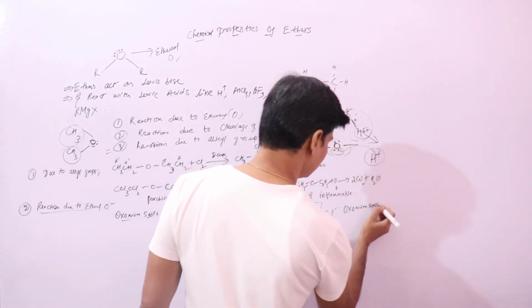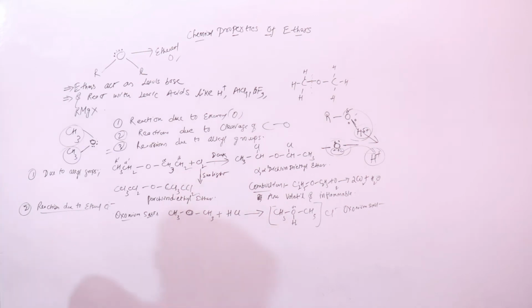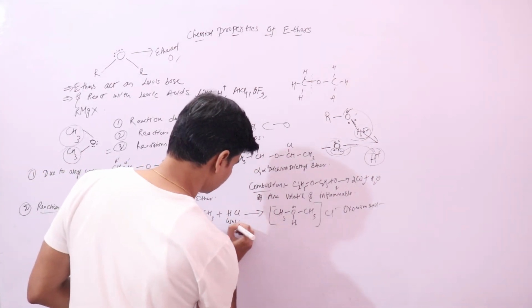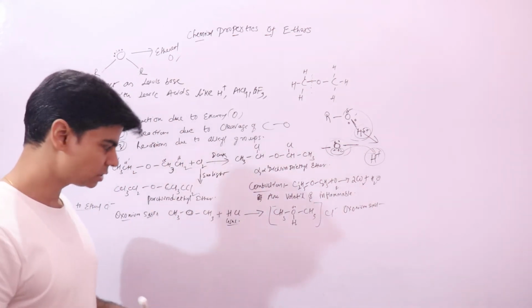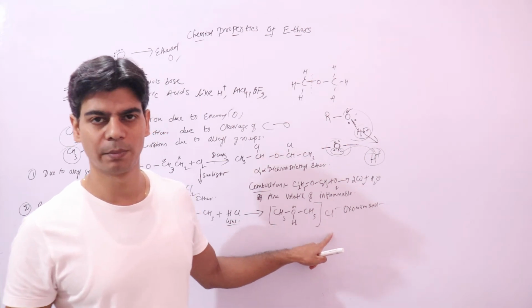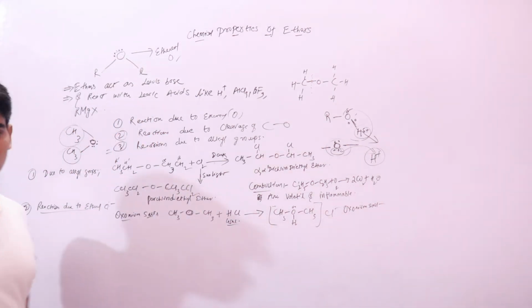This is your oxonium salt. Due to this reaction, ethers dissolve in acids. Right? This is your concentrated acid. Similarly, you can take concentrated sulfuric acid where it forms H, and here you have HSO4 minus. That is also an oxonium salt. So this is an important reaction, formation of oxonium salt.